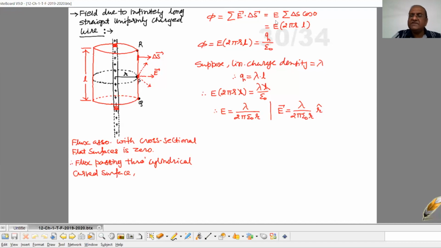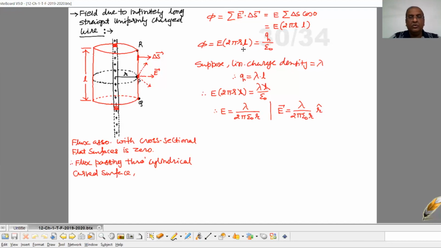Now E is the same at each and every point on that cylindrical curved surface, because each and every point on the curved surface is at the same perpendicular distance R from the infinitely long wire. So E sigma delta S cos theta, where theta is 0, so cos 0. So E sigma delta S, that is the summation of the area of each and every element of this cylindrical surface, which will give the total cylindrical surface area, that is 2 pi r L. So we can write the flux phi as E into 2 pi r L. This is calculated as per the definition of flux.